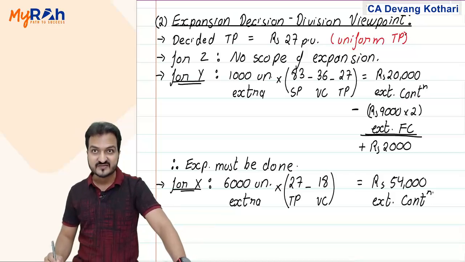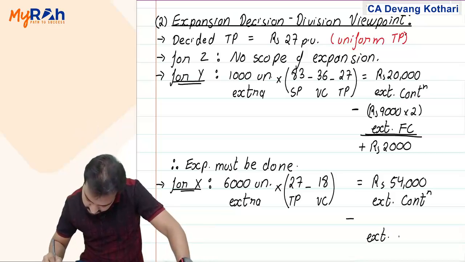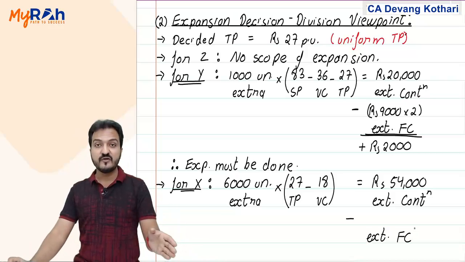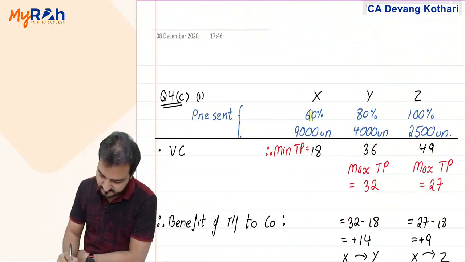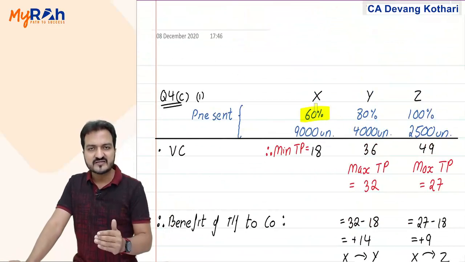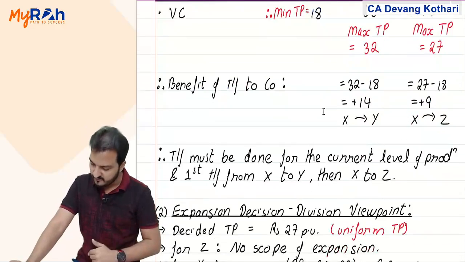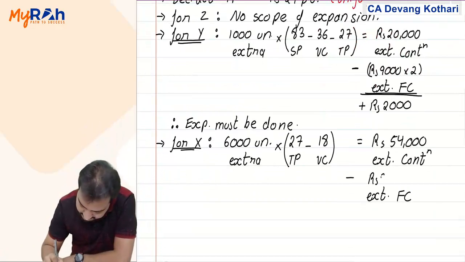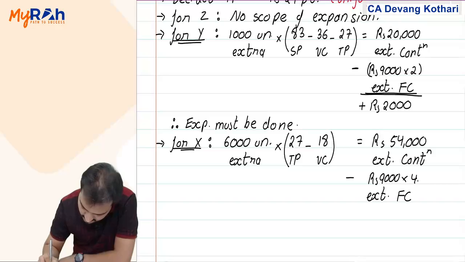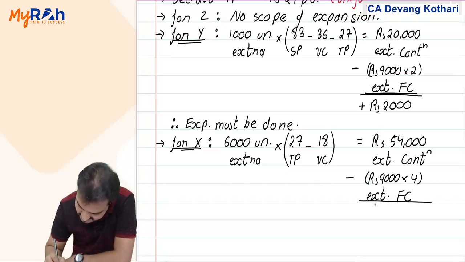54,000 extra contribution X can get, against which he will incur extra fixed cost of how much? If he will use entire remaining capacity of 40%, that is 10%, 10%, 10%, 10%, 4 times, he will incur fixed cost 9,000, 9,000, 4 times. Extra fixed cost will be rupees 9,000, 4 times. That is 36,000. Still there is net benefit. 54,000 minus 36,000, still 18,000.